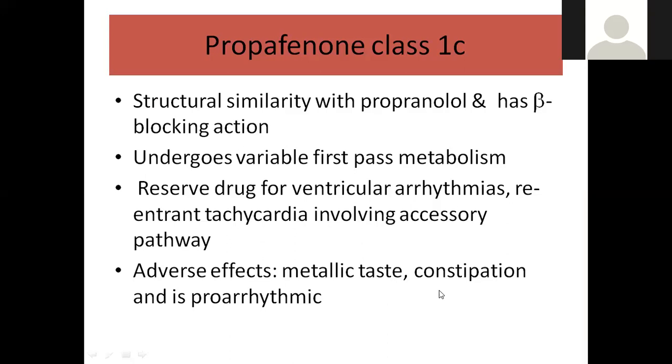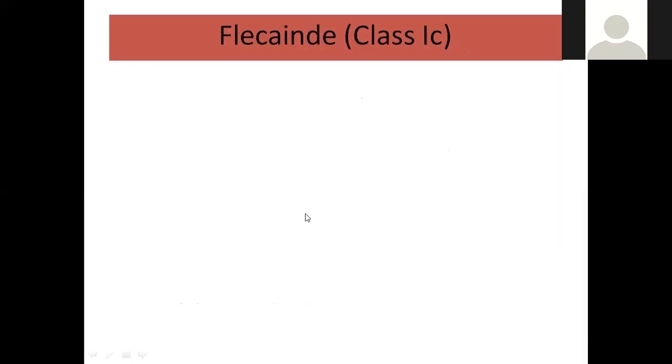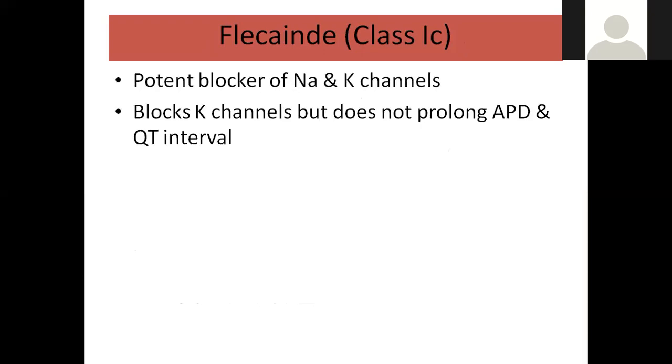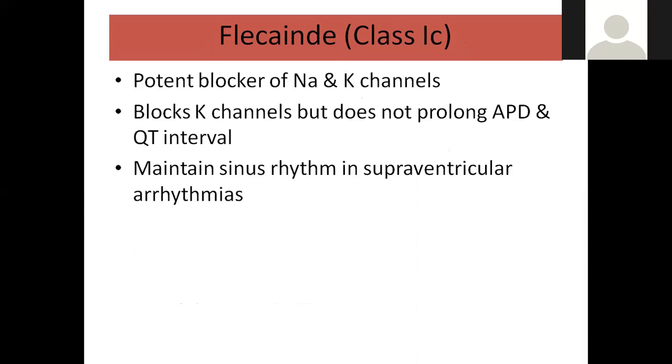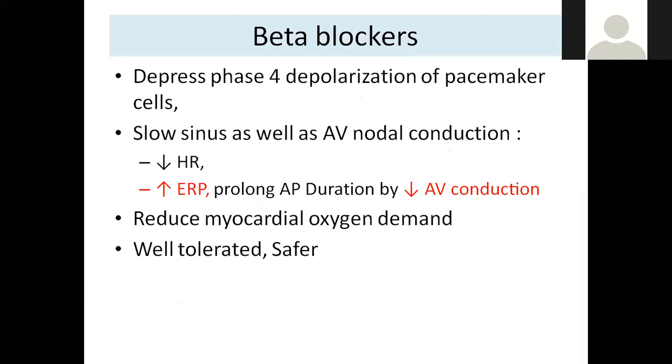Adverse effects include metallic taste, constipation, and it is pro-arrhythmic. Then if we talk about flecainide, it is a potent blocker of sodium and potassium channels. It blocks the potassium channel, but it does not prolong the action potential duration or the QT interval. And it maintains the sinus rhythm in supraventricular arrhythmia.